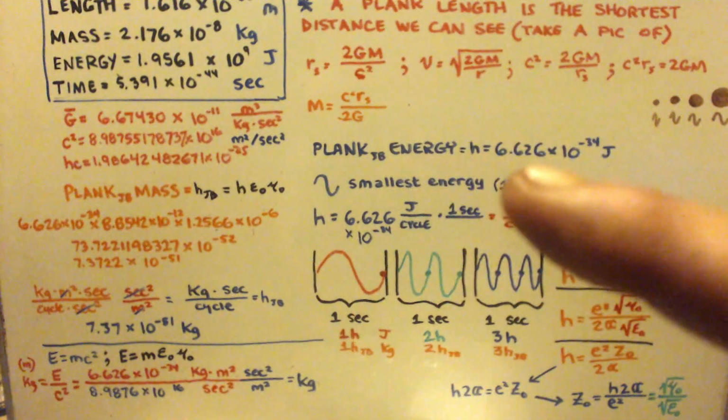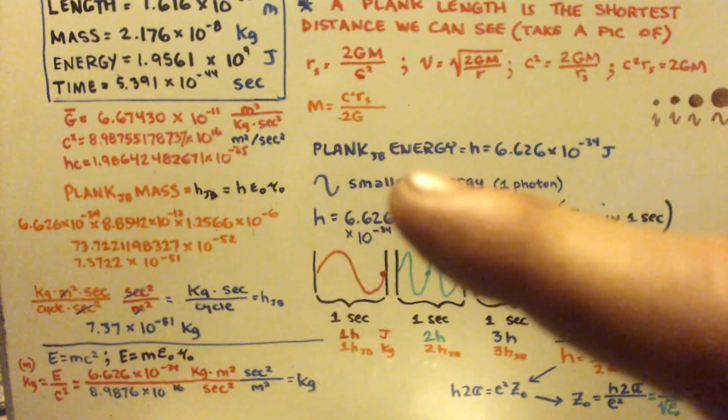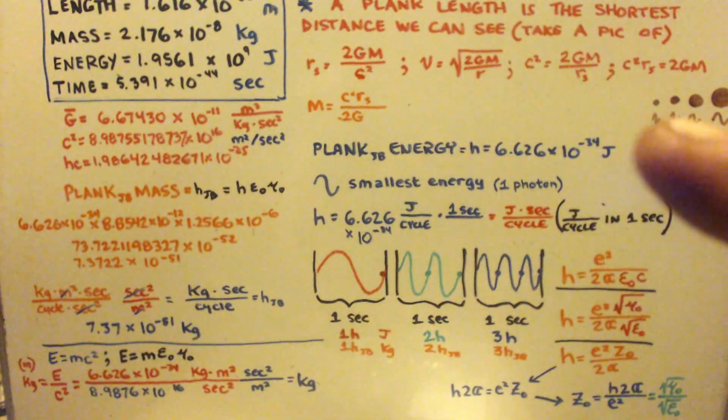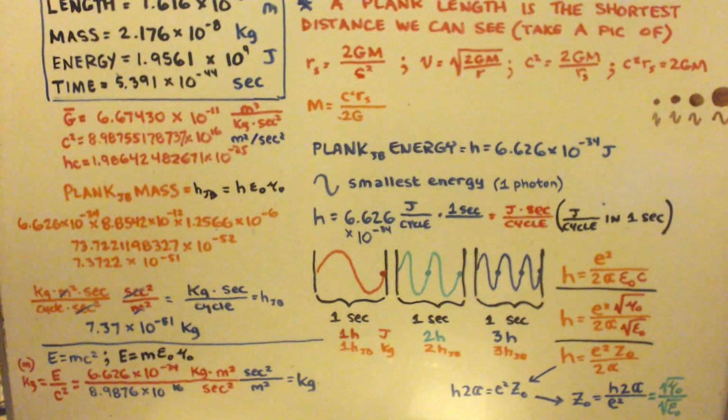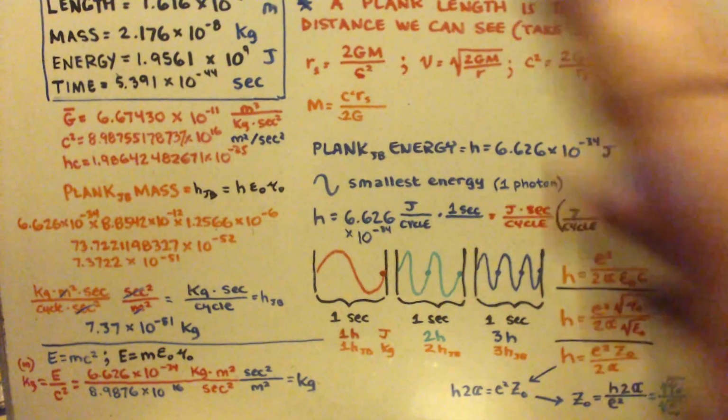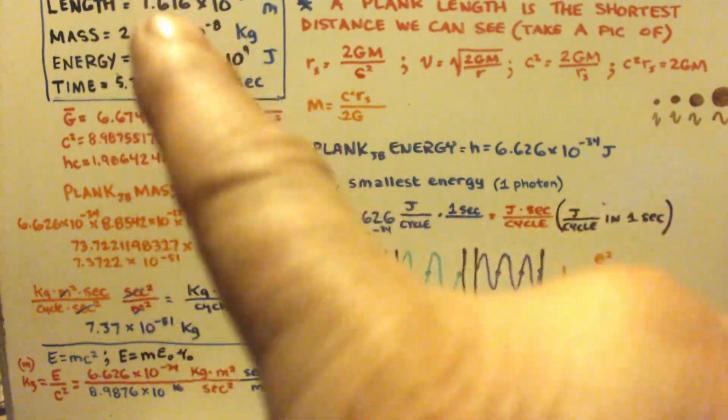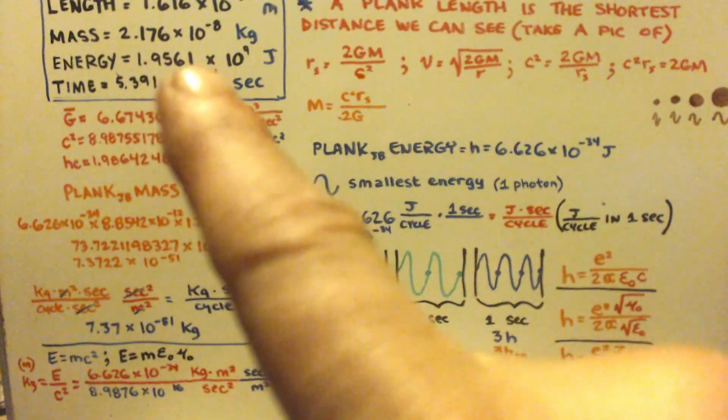This would be the smallest energy, right? The Planck energy. This is the least amount of energy you can have. Now, what about the Planck distance and the Planck second? And then we'll plug all these in. Once I get length and time, we already have mass and energy.